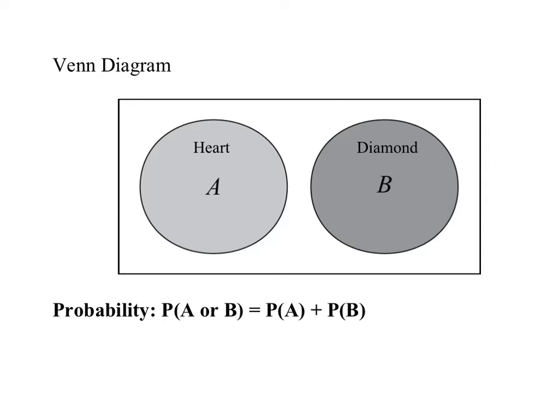So one circle represents all your cards that have hearts. The second circle, or the second event, are all your diamonds. And since there is no card that has both heart and diamonds, these two circles do not overlap. They're two separate or exclusive events.